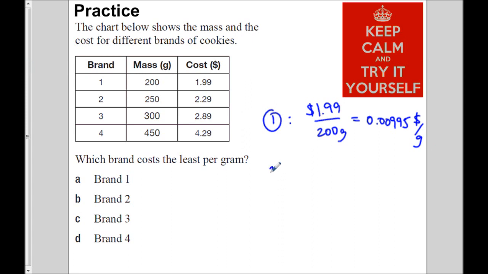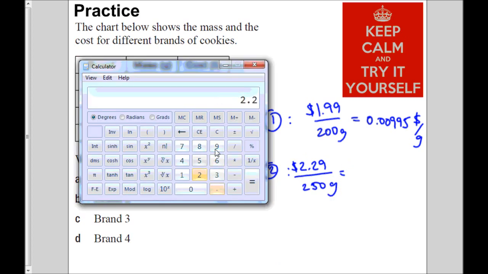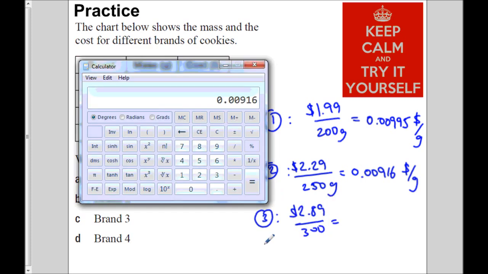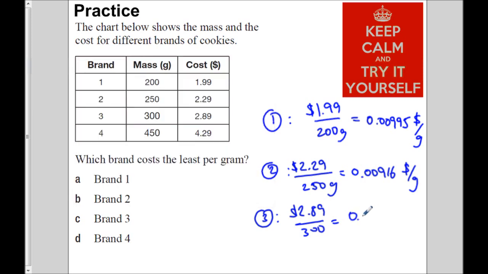You would do that for number 2 as well. So $2.29 divided by 250 grams. So 229 divided by 250 grams. So that's 0.00916. All right, we would look at number 3 now. So $2.89 divided by 300 grams. Divided by 300 grams, you would get 0.00963.